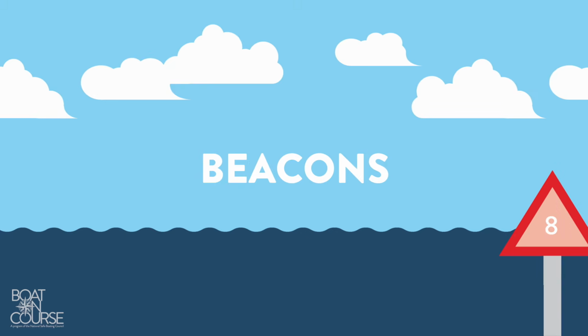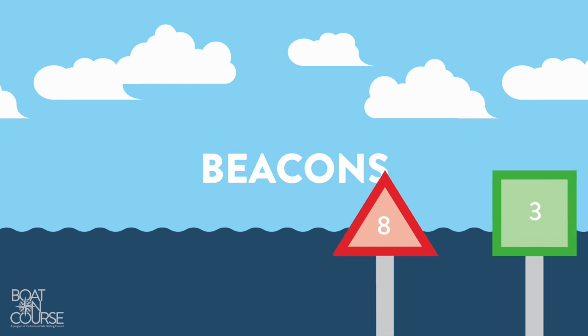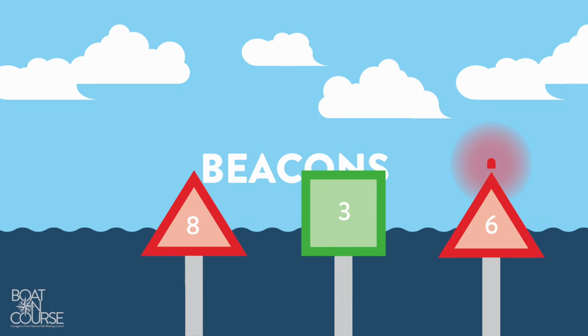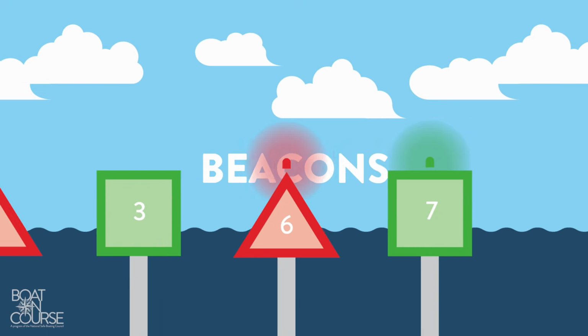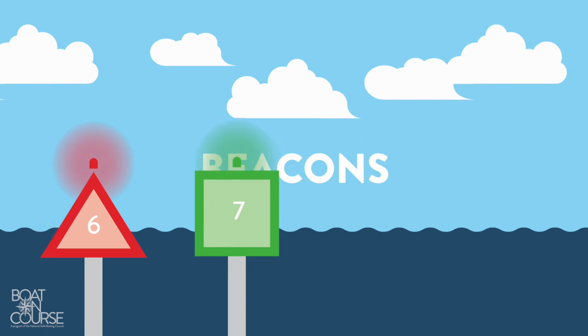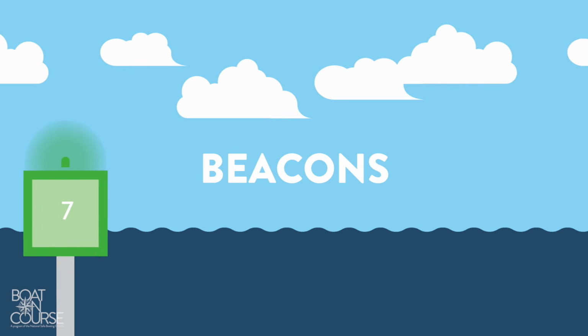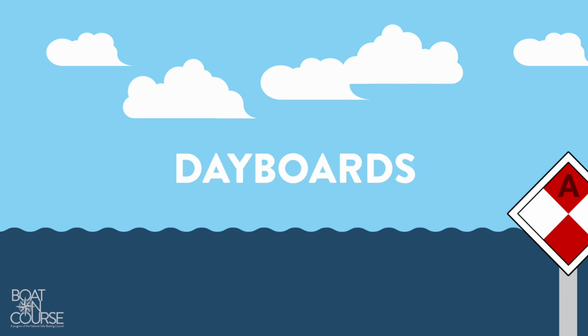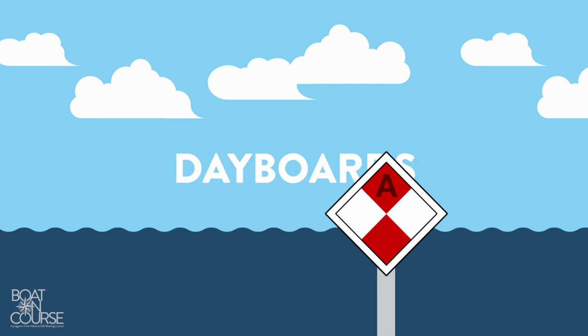Beacons. Beacons are a permanently fixed structure. Some beacons may have lights. Beacons have different navigation info based on shape, color, light, or audible signal. Dayboards. Dayboards are information signs on the water.